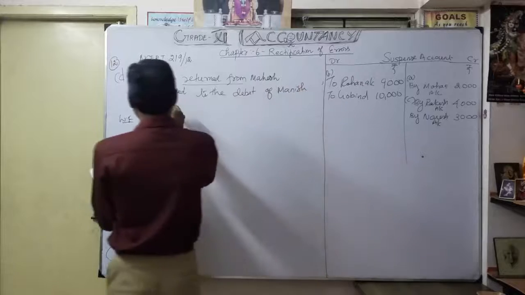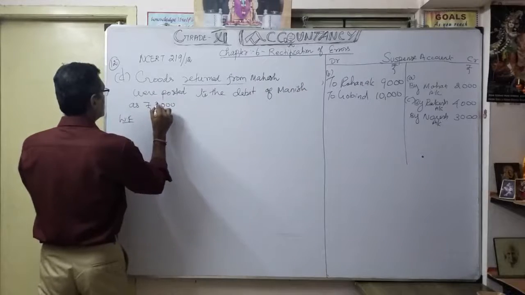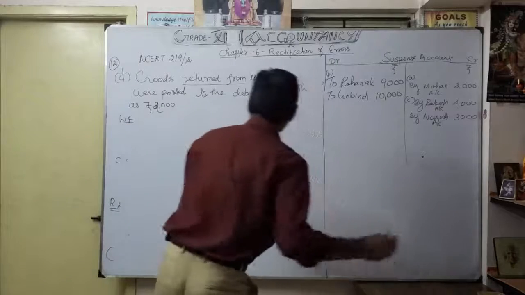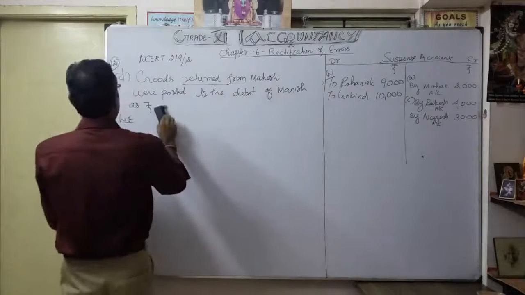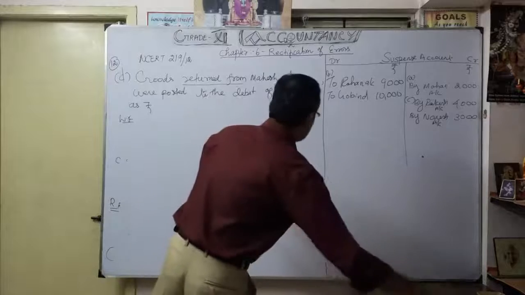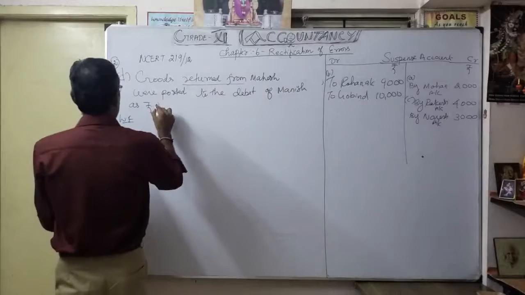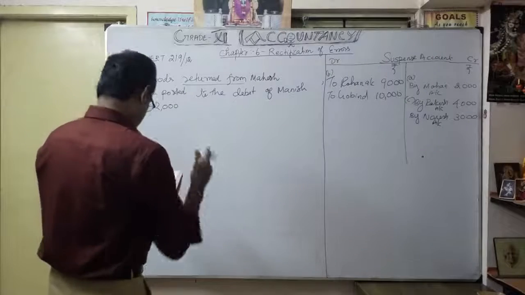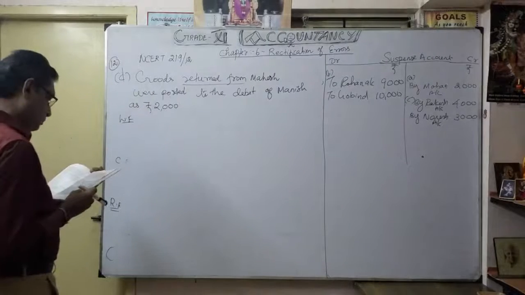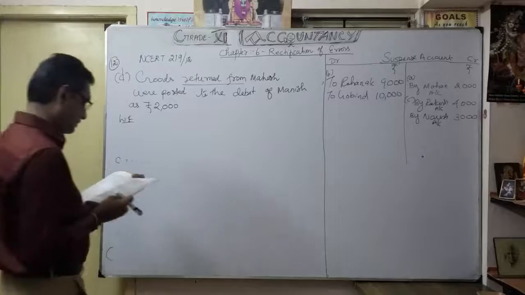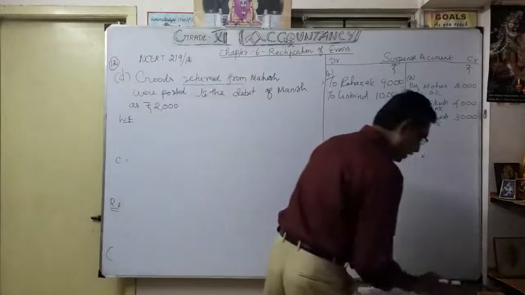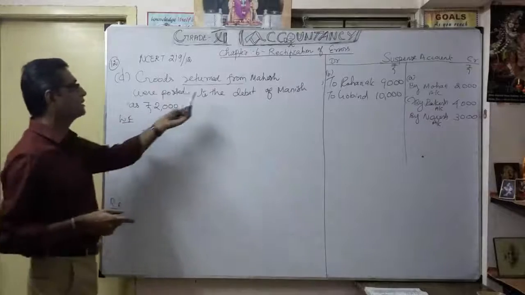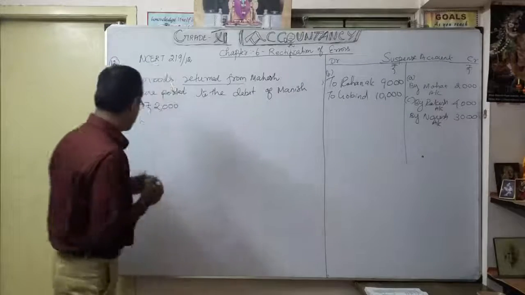Okay, so as how much? As 2,000, isn't it? 2,000. I entered clearly. So it is 2,000. That's the mistake they made. So how to rectify this? Okay. So goods returned from Magesh were posted to the debit of Manish as 2,000. Now let's see how we are going to do. So as you know, this is coming under what? Whenever returned from, means what? Sales return.